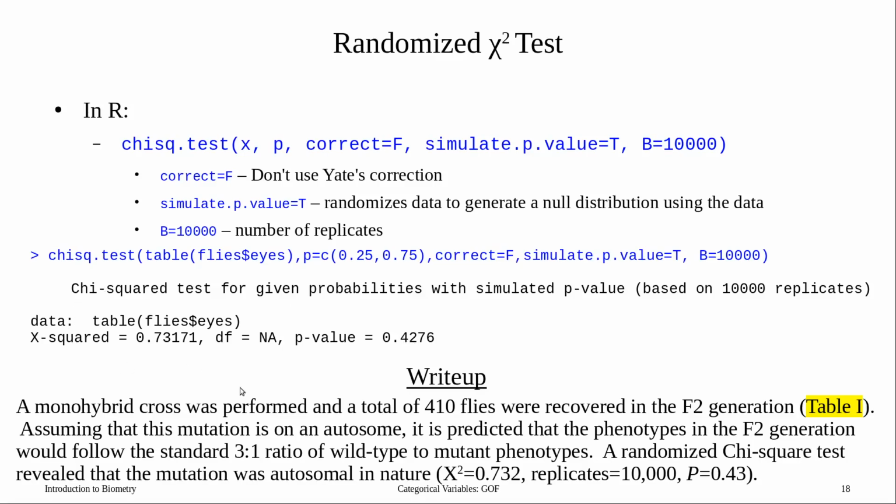So based on this chi-square, or this randomized chi-square, we would conclude that the mutation was autosomal in nature, that our observed match what we expect. Number of replicates 10,000, and the p-value. I do give this test statistic, and I would give the test statistic even for a randomized ANOVA, but it's not necessarily required. So that's our randomized chi-square test.